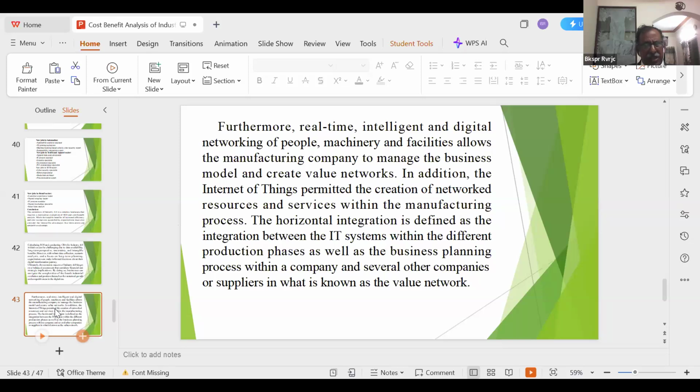The horizontal integration is defined as the integration between IT systems within the different production phases as well as the business planning process within a company and several other companies or suppliers in what is known as the value network.